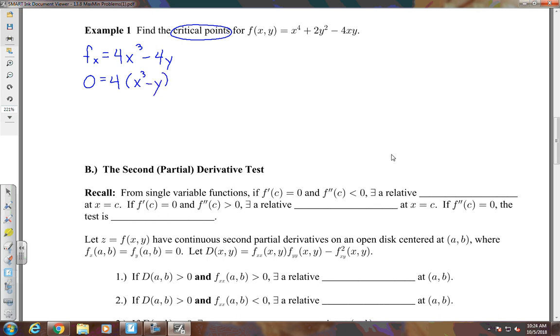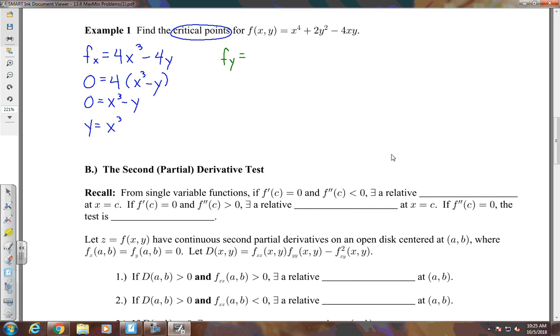leaving behind x cubed minus y. Let's go ahead and divide both sides by 4, just to simplify our equation. And notice I can't really get any information out of this equation at this point. I can't get specific values. I've got an infinite number of ordered pairs that would solve this equation, so I'm going to need another equation to get specific points. That is going to be obtained from f sub y.